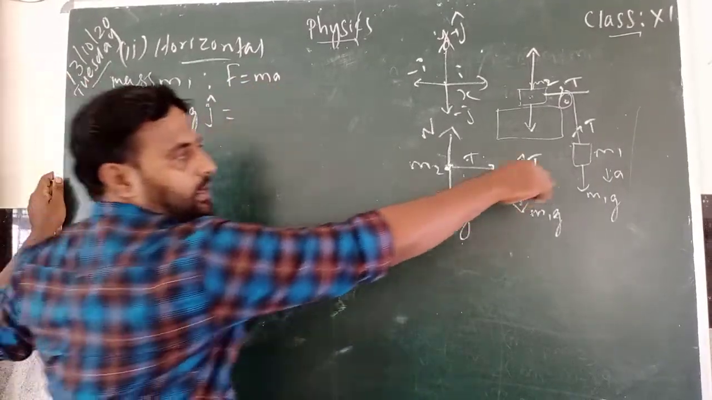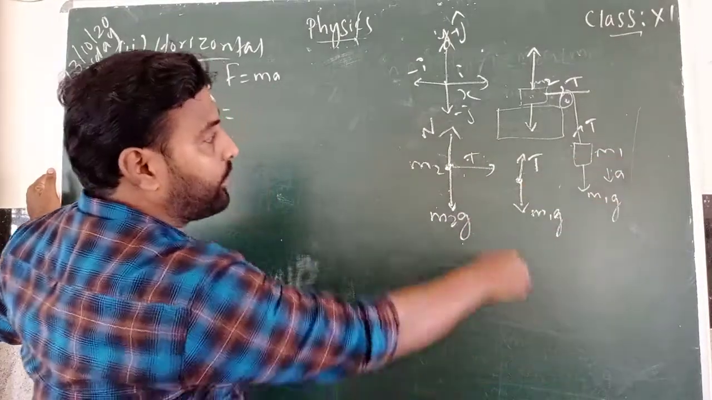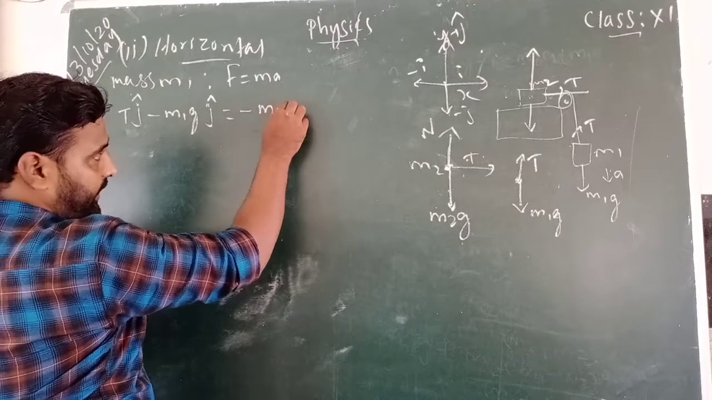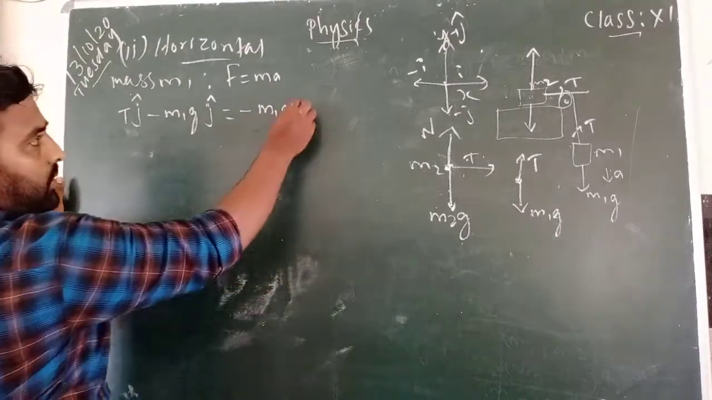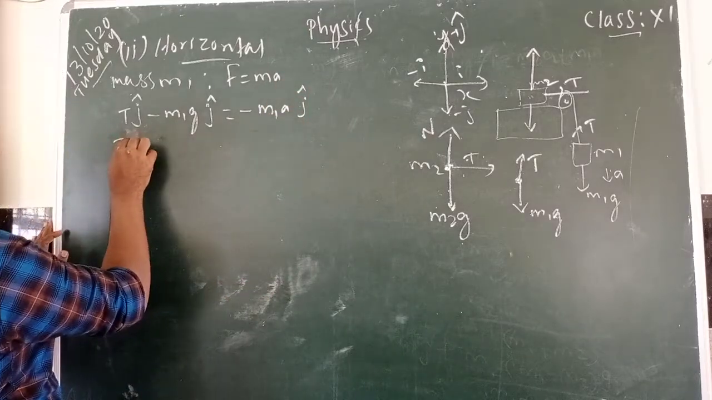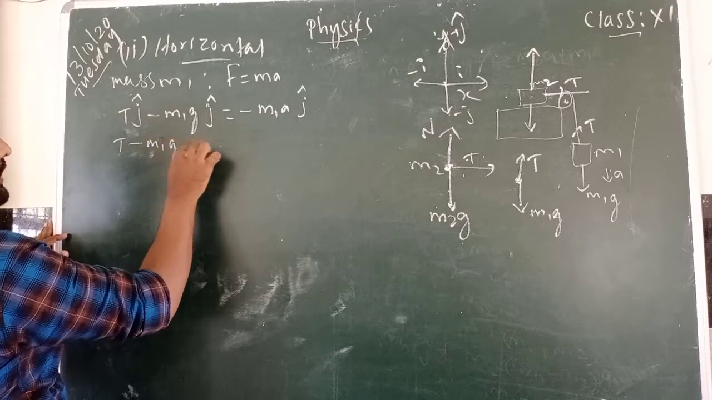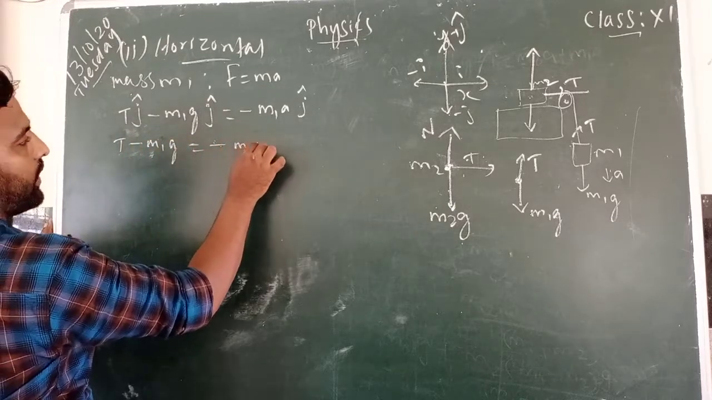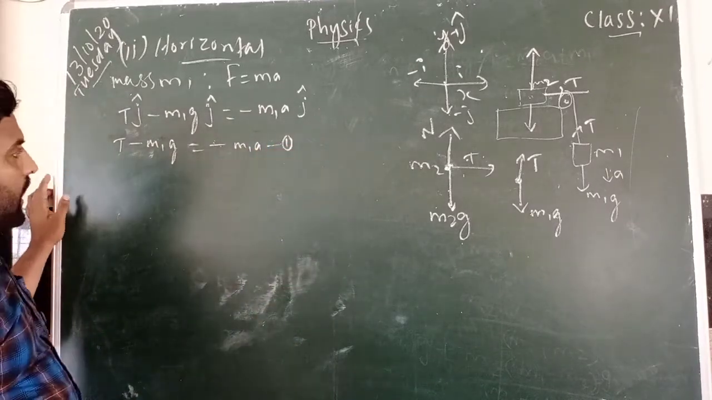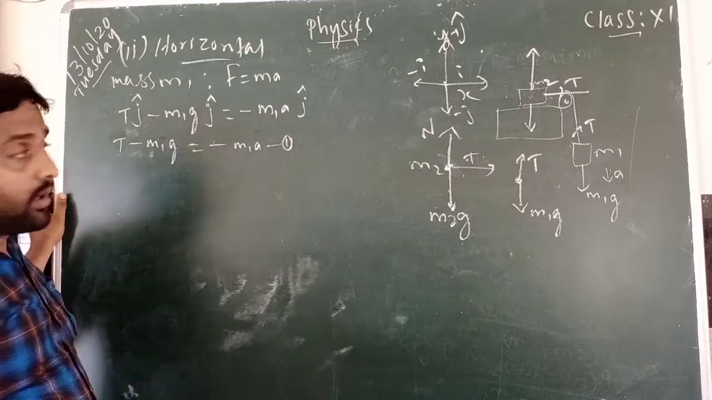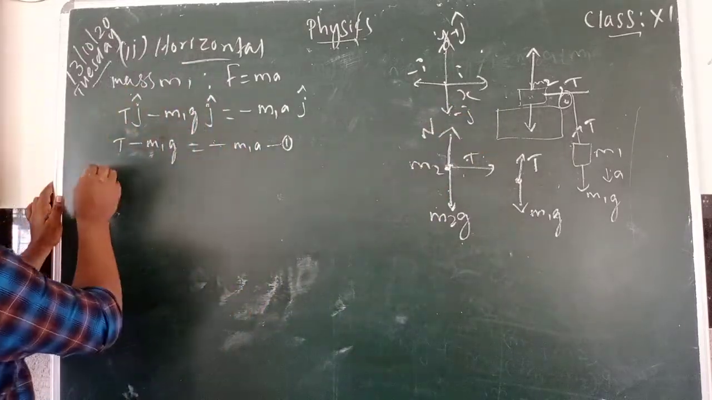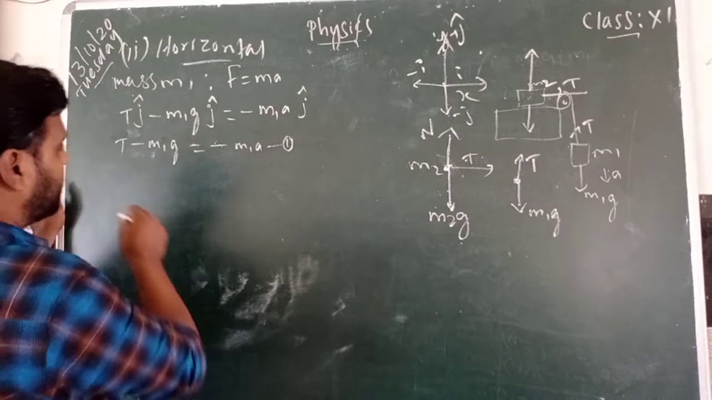Ma means the acceleration is downward, and downward means minus direction, so minus M1A. Now comparing the J components, you can write this equation: T minus M1G equals minus M1A. Keep this as equation 1. Now you have to find the tension in mass M2.